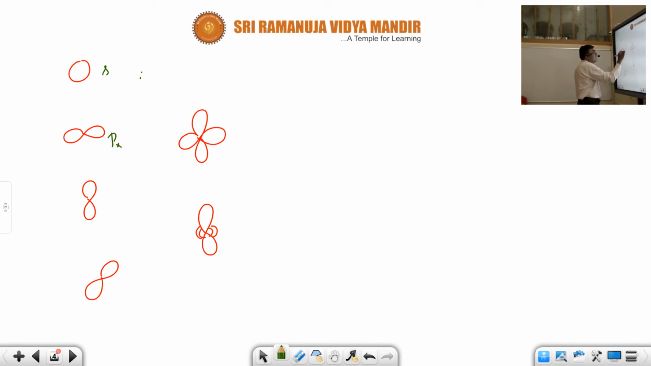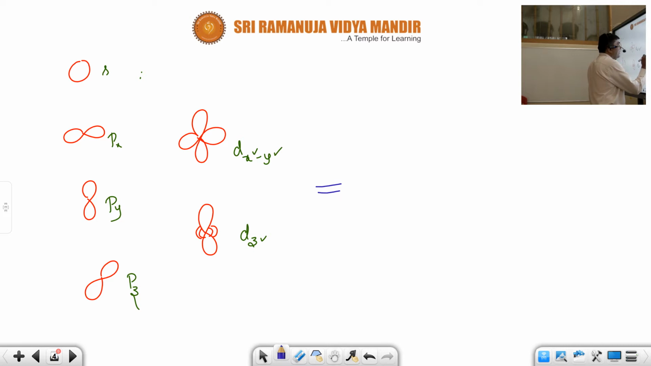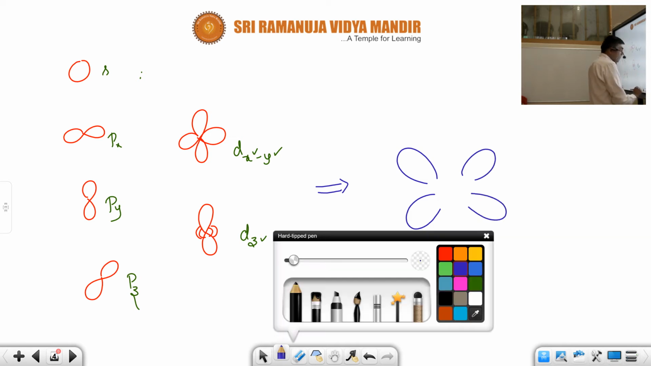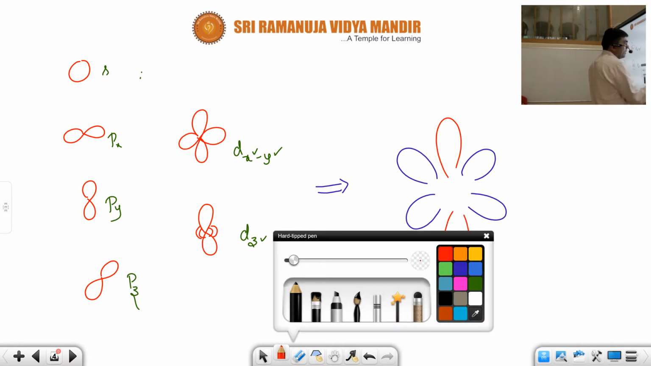s, px, py, pz, dx square minus y square, and dz square. These are going to get intermixed and form a hybrid. What hybrid? So have a look here. This is called sp3d2 hybrid, having what geometry? Octahedral geometry.